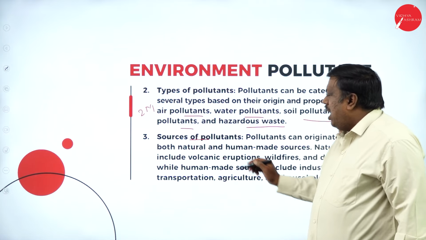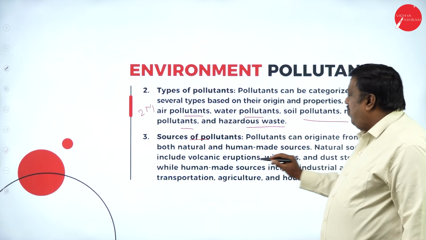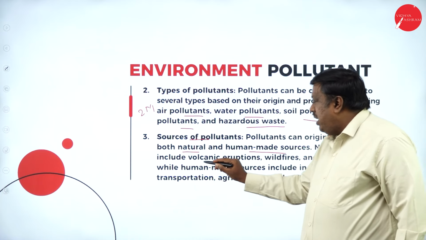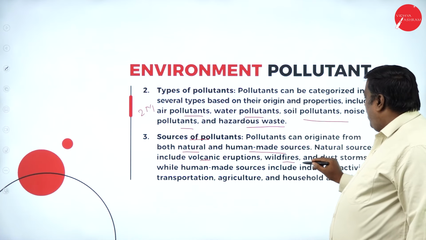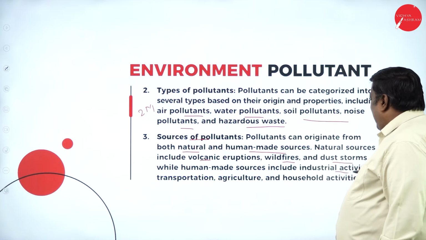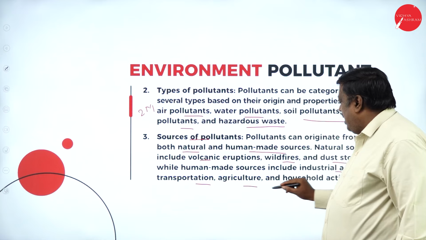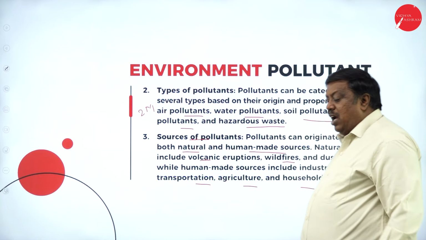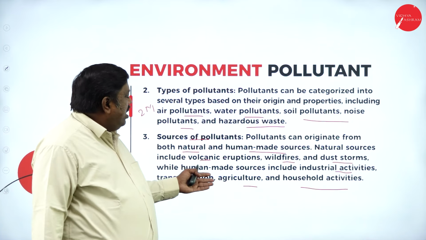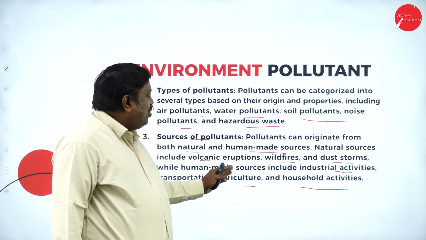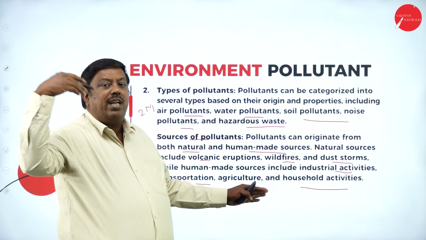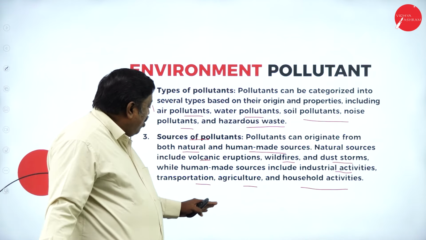Next, sources. From where will it come? They originate from both natural and human-made sources. Natural sources include volcanoes, wildfires and dust storms, while human-made sources include industrial activities, transportation, agriculture, and household activities. See how the pollution is created. Either it may be natural or it may be from human-made sources like industrial activities, the smoke which comes outside, which may create pollution problems.